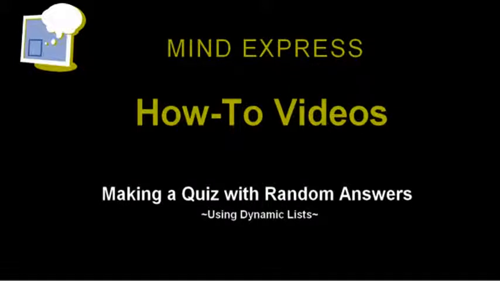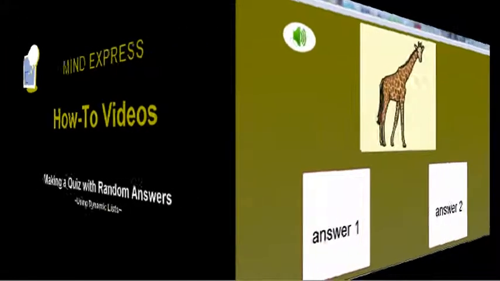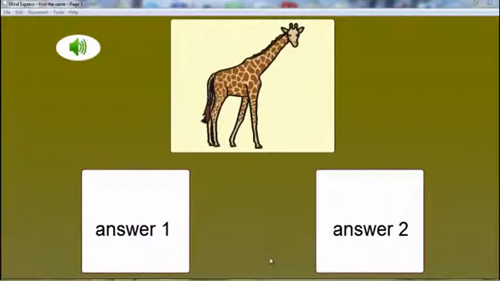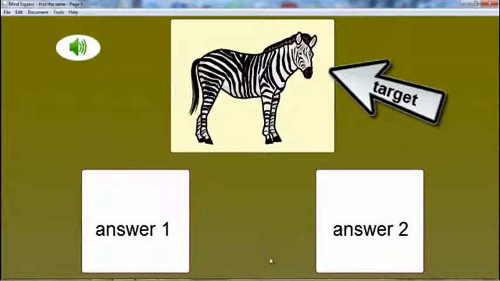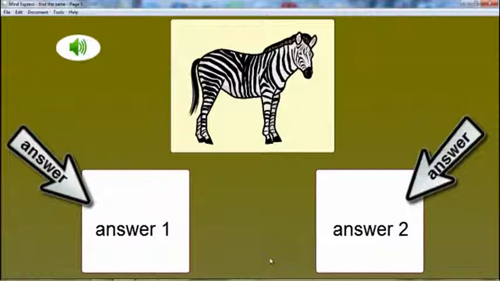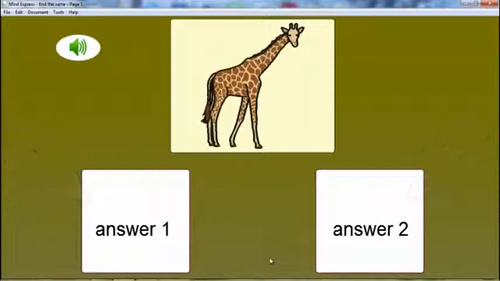In this tutorial, you will learn how to create a quiz using the dynamic lists random feature. This is a matching activity. Each page shows a target picture at the top and two possible answers at the bottom. The answers will change position randomly each time the page is opened. Let's see how to set up the dynamic lists and add the random feature to the activity.